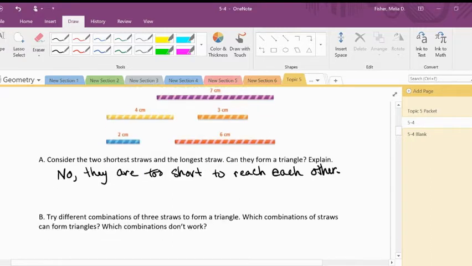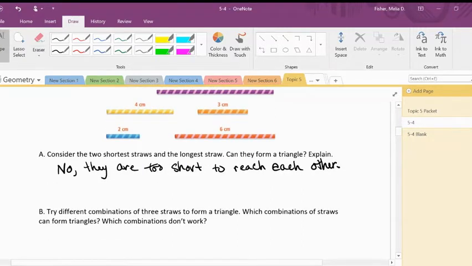Part B asks, try different combinations of these straws to form a triangle. Which combinations of straws can form triangles and which combinations don't work? I'd like you to spend a few minutes experimenting with this. Feel free to get some items around your house to use as straw lengths and play with this. Then come up with an answer for part B.